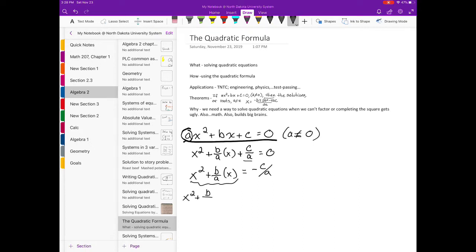So x squared plus b over a times x plus, we're going to divide our b term by 2, right? And then square it. Well, in this case, our b term is b over a. So we end up with b over 2a squared. Does that look familiar? Well, if we do it to one side of the equation, we have to do it to the other. So let's go ahead and do it to the other. We're going to add b over 2a squared to that side of the equation as well.